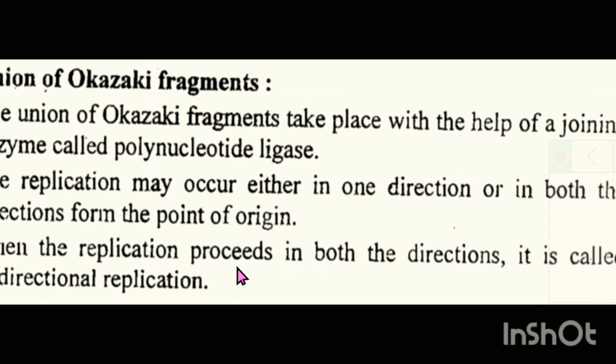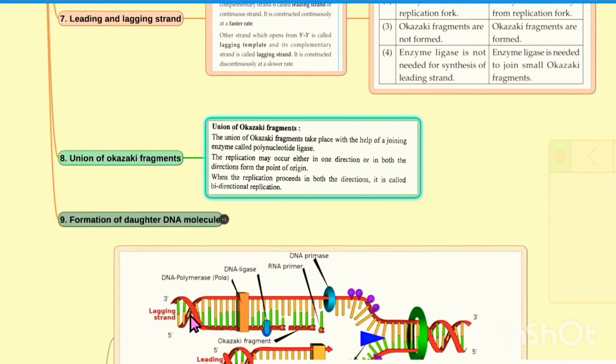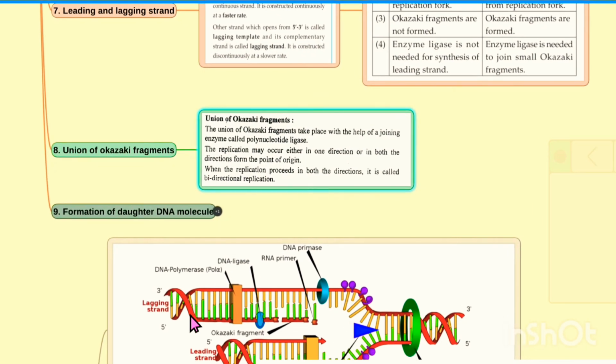When the replication proceeds in both directions, that is called bidirectional replication. One new concept, that is bidirectional replication. The replication proceeds in both directions, that is called bidirectional replication. Simple one. And the last one is the formation of daughter DNA molecules.